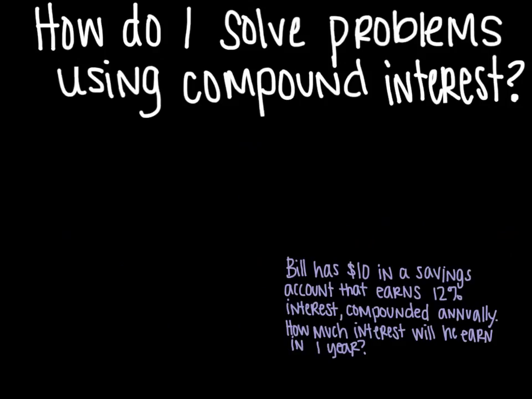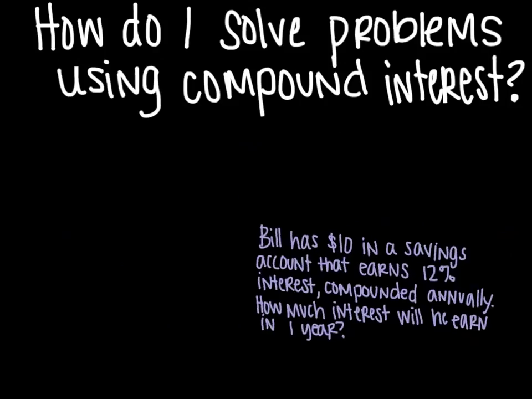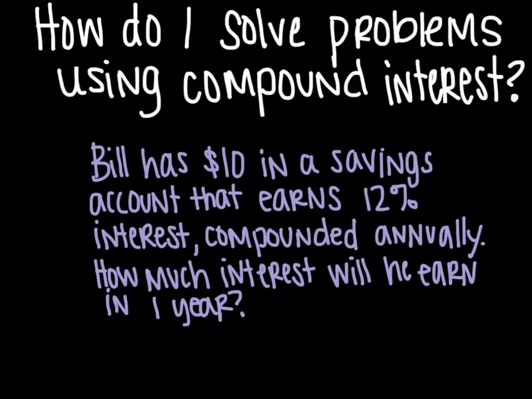All right, so how do I solve problems using compound interest? Here's the question. Make sure you get this down. Bill has $10 in a savings account that earns 12% interest compounded annually. Annually means once a year. And then how much interest will he earn in just 1 year?